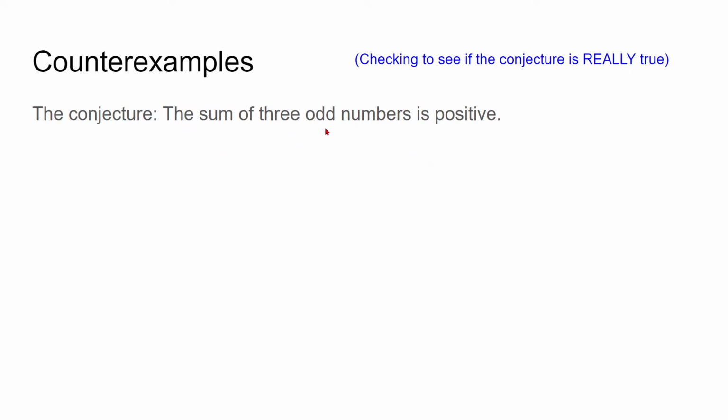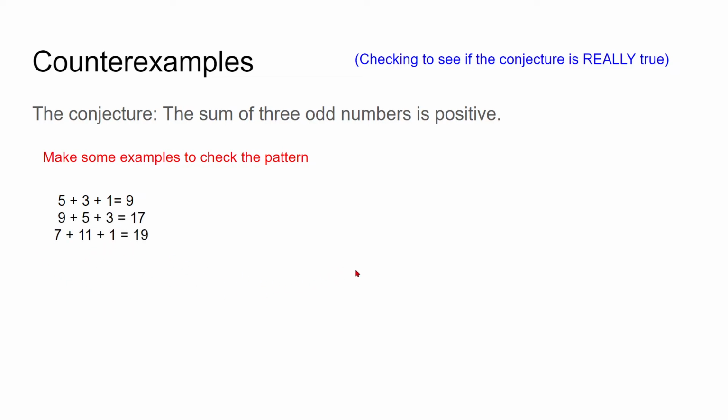Get three odd numbers and then try to see if you can make it not be positive. So you want to keep this part true for a counter example. The sum of three odd numbers, we want that to stay true, and we only want this last part to be false. So we want to add three odd numbers, like 5, 3, and 1, like 9, 5, and 3, 7, 11, and 1. Those are all odd numbers, and I'm adding them. That's sum. Again, I cover my negative bases.